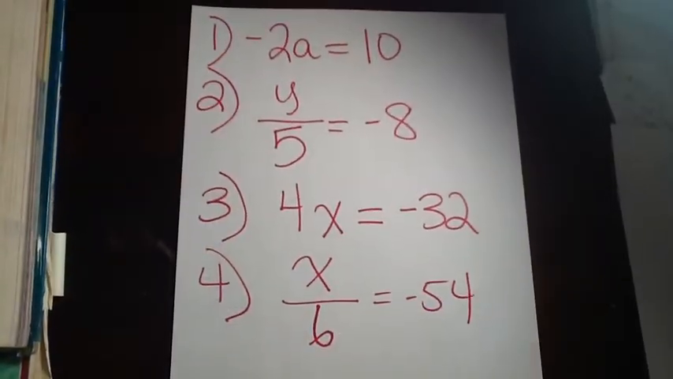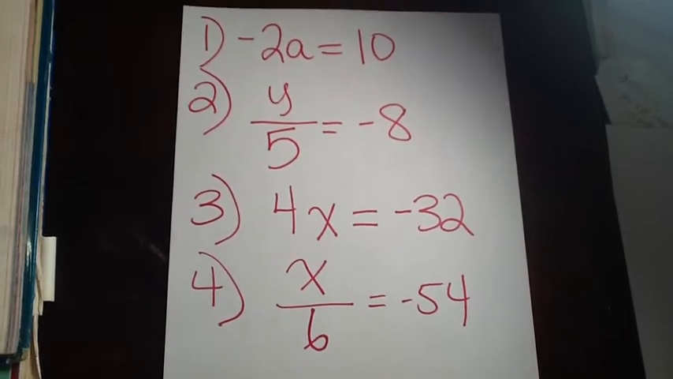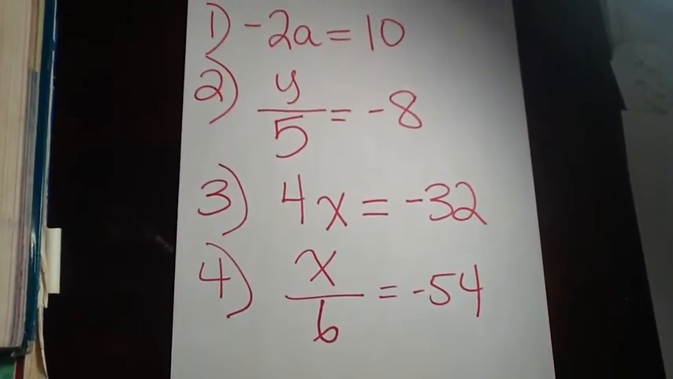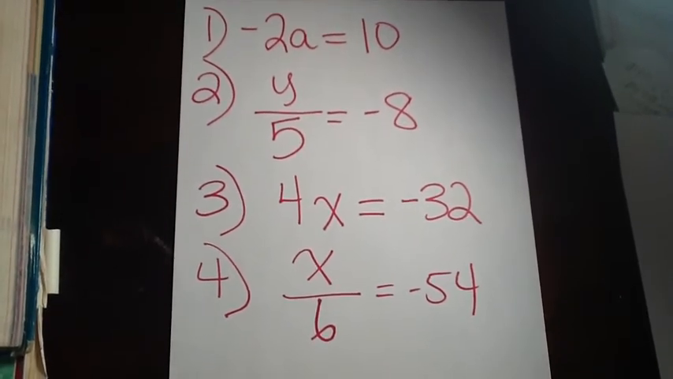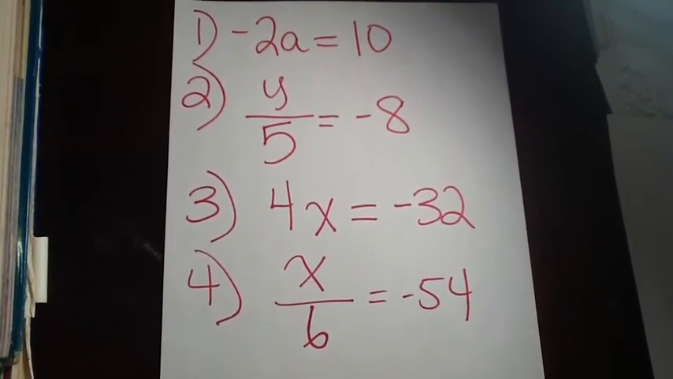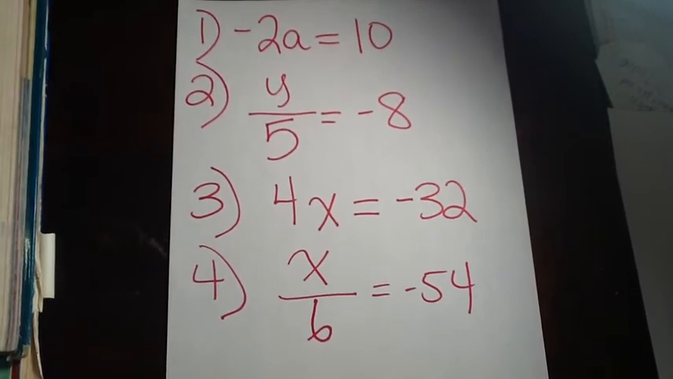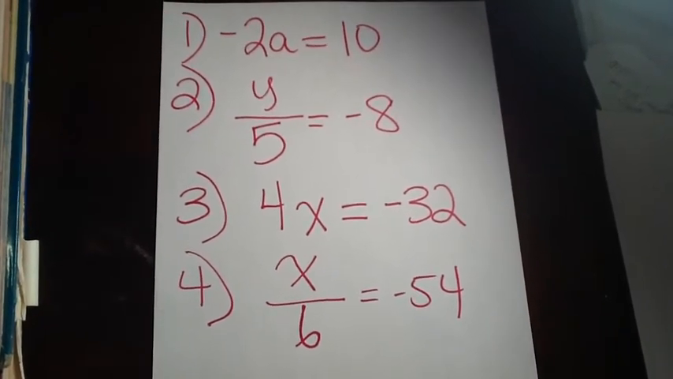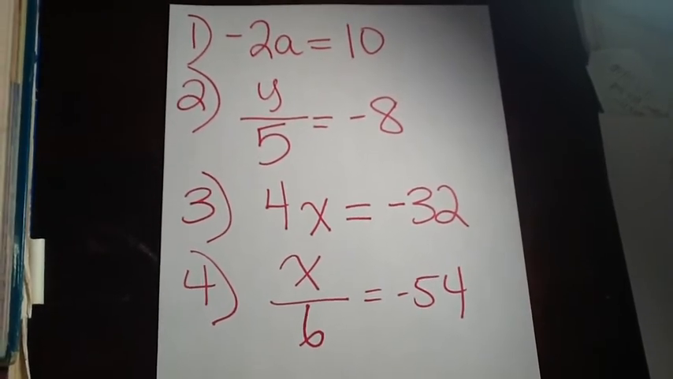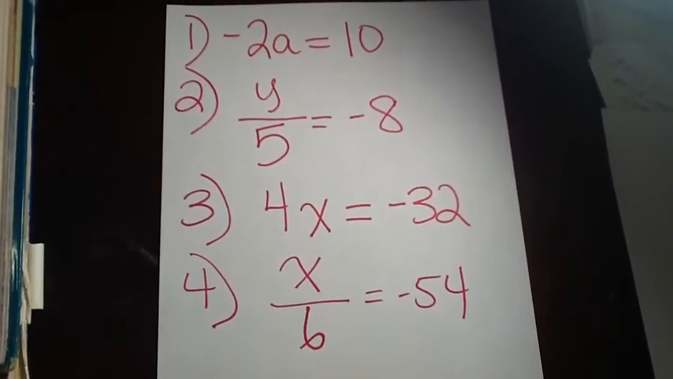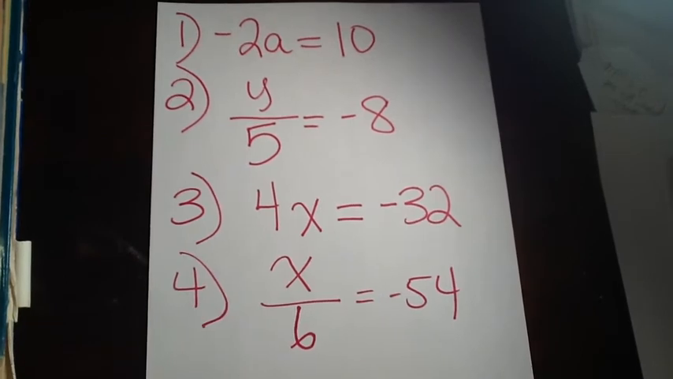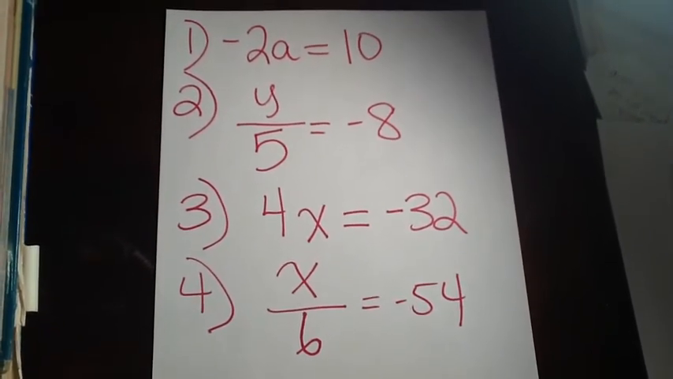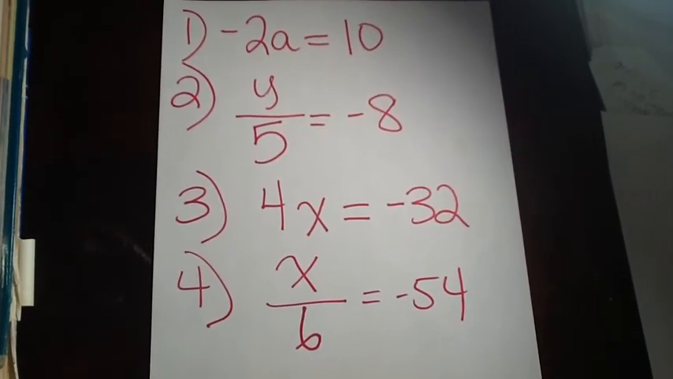Alright, you have 4 problems to do. Problem 1 reads -2 times a equals 10. Go ahead and solve for a. Number 2 says y divided by 5 equals -8. So go ahead and solve for y. Number 3 is 4 times x equals -32. Go ahead and solve for x. And number 4 says x divided by 6 equals -54. So go ahead and solve for x there as well. And make sure to watch your signs. Good luck!